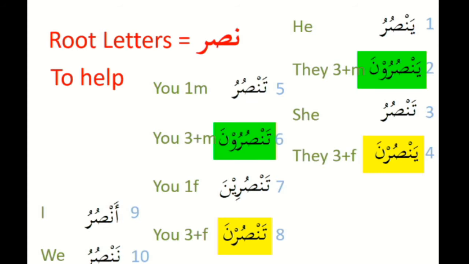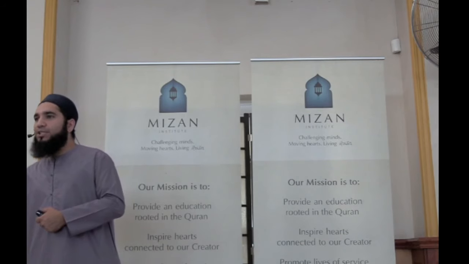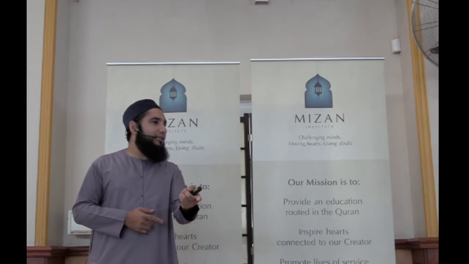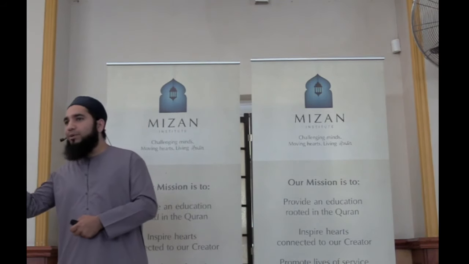Okay. Now, isn't there a question? Don't you have a question for me? How come nasara changed to yansuru, but daraba changed to yadribu? How come sami'a became yasma'u? You see, the one in past tense has a kasra, but in present tense it has a fatha. Daraba had a fatha in the past tense, but it has a kasra in the present tense. Nasara had a fatha in the past tense, but it has a dhamma in the present tense.